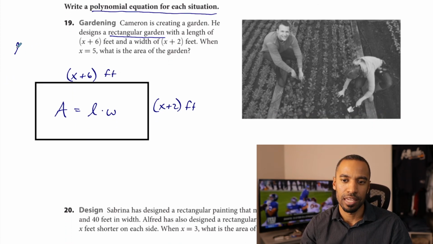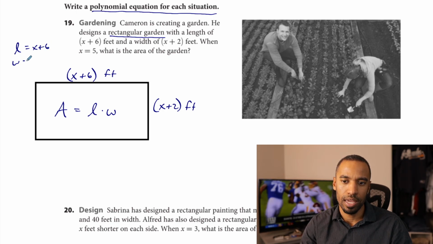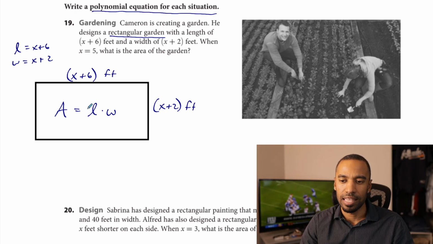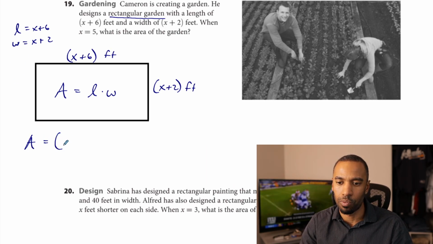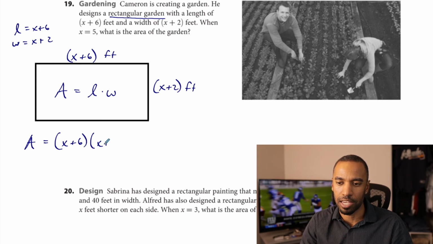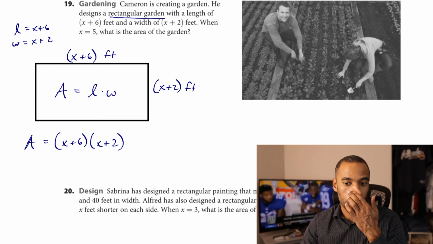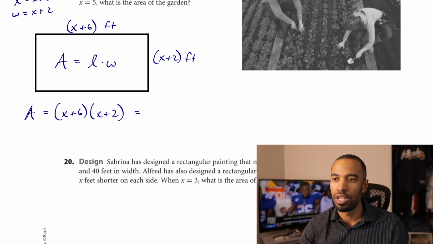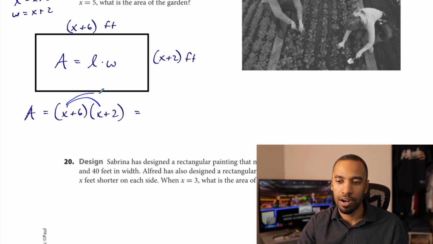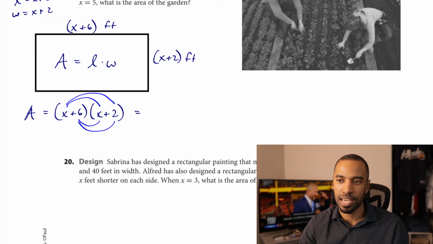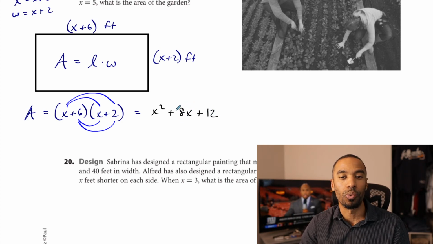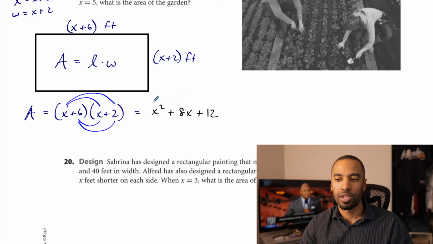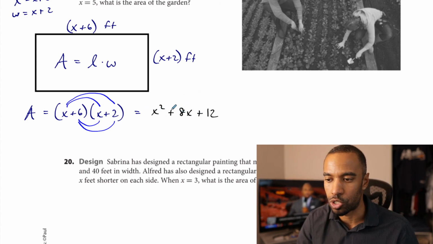So if the length is x plus 6 and the width is x plus 2 and the area is length times width, they want you to write out an equation that says area equals x plus 6 times x plus 2. There's the length times width. I'm sure they even want you to expand this polynomial through FOIL, right? X squared plus 2x plus 6x plus 12. X squared plus 8x plus 12. That was my 6x plus 2x right there, combined like terms. So here's a representation of the area as a quadratic trinomial.